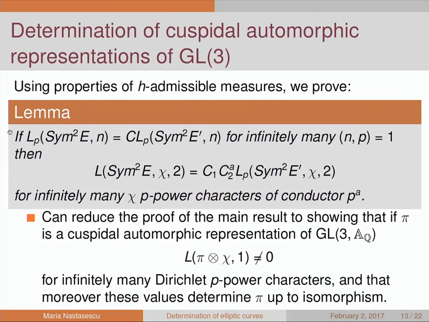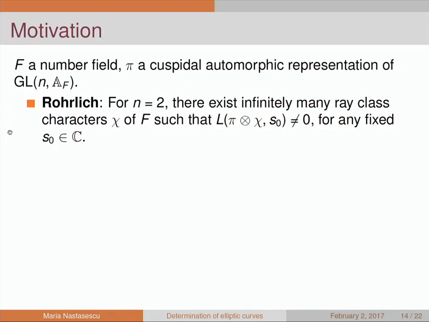Let me just mention some motivation for, and some previous work done on, similar problems. As I said, one of the consequences will be a non-vanishing result for L of pi twisted by chi as chi ranges over p-power characters. Some history on that: if I look at a cuspidal automorphic representation of GLn over some number field, Luo and Rohrlich showed that when n is equal to 2, there exist infinitely many ray class characters chi such that L of pi twisted by chi is non-vanishing at any fixed complex number I choose, as I vary over all characters.